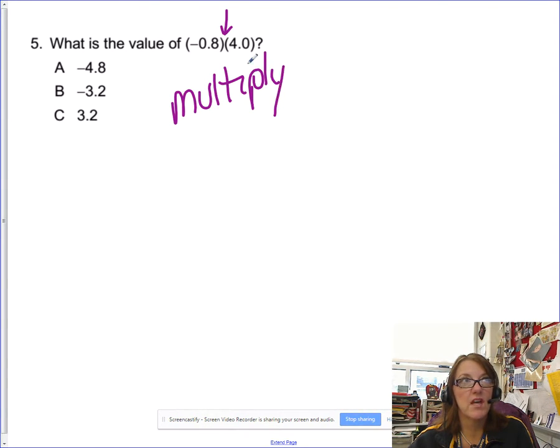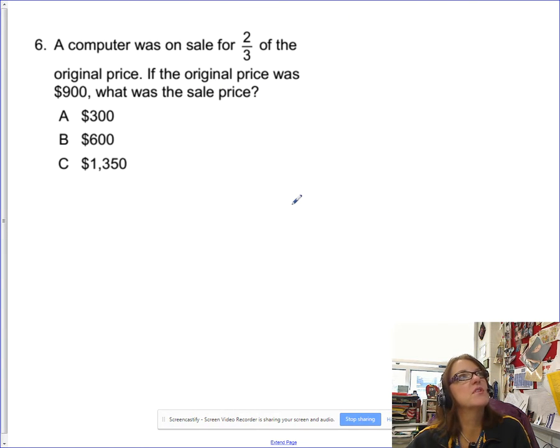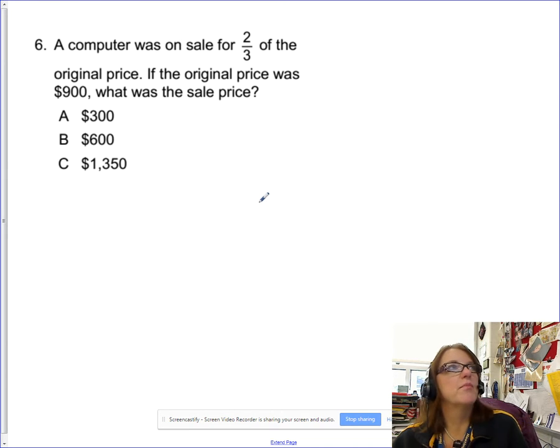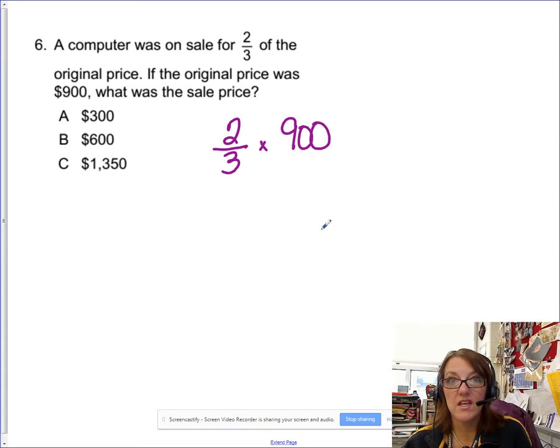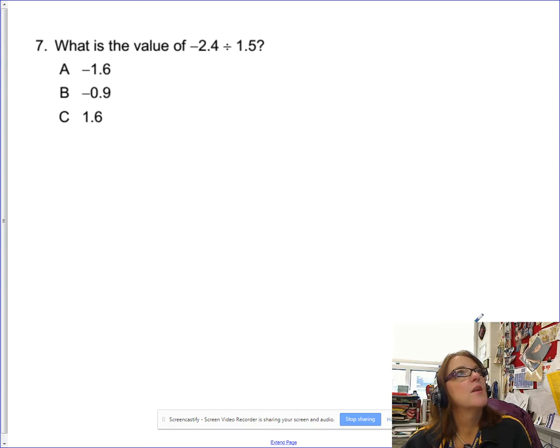If you got this one incorrect, I want you to go back and rework this one. On number 6, a computer was on sale for 2/3 of the original price. The original price was $900. If you're paying 2/3 of that price, you're getting a better deal. All right. Taking 2/3 of 900 means that you are going to multiply. All right. And make sure that as you process this, you're taking care of multiplying these 2 fractions. Number 7, this is a division problem.